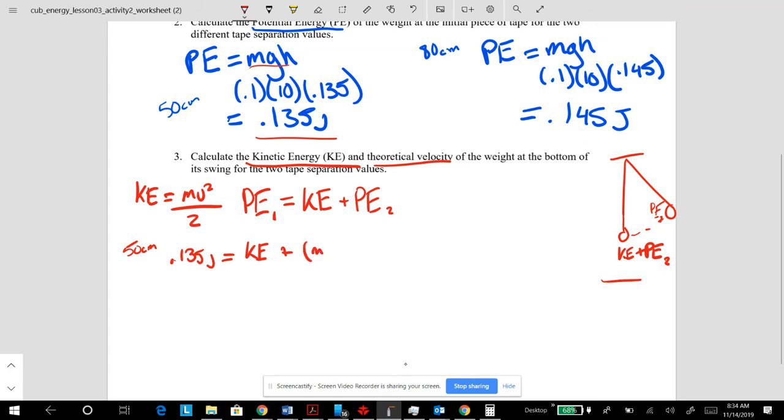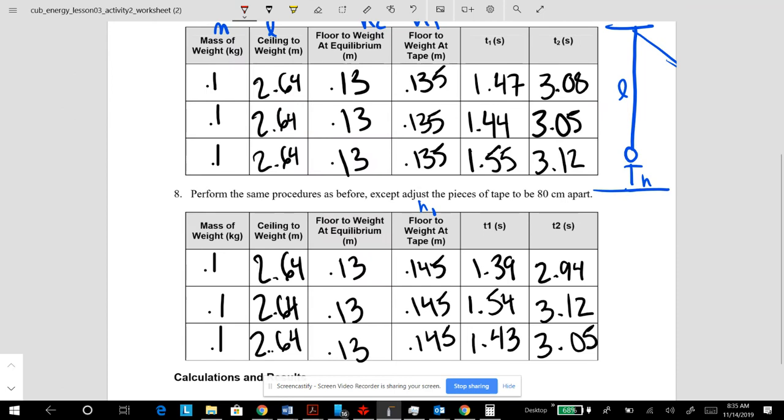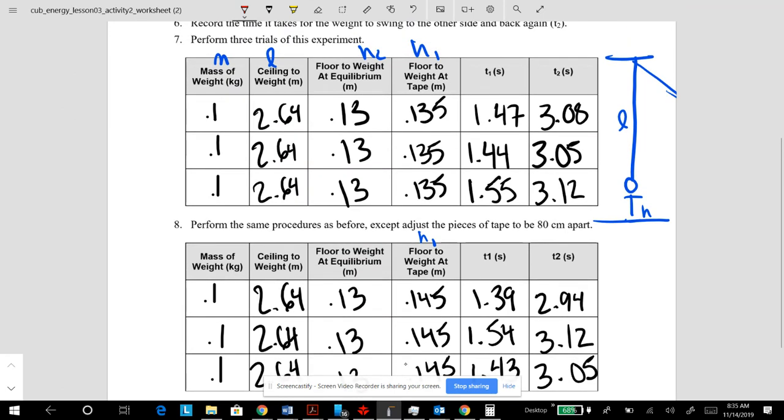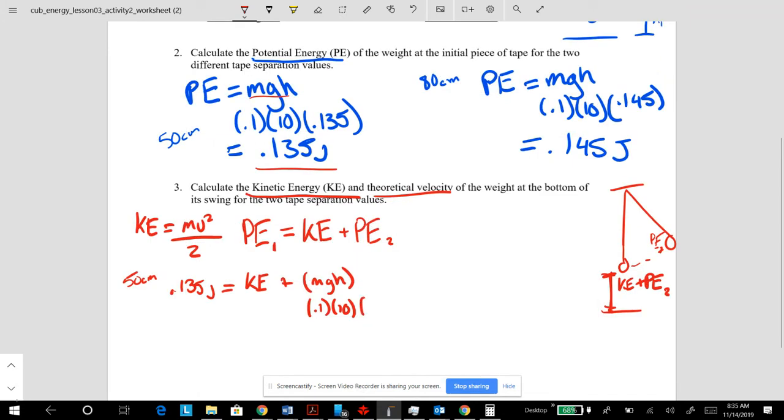So I'm going to say mass times gravity times height. And the height we're going to use is this height right here, the height of the object just hanging at equilibrium. So it's going to be 0.1 times 10 times, going back to my height up here, my height from the floor at equilibrium, H2 as I called it, is 0.13. So I know this potential energy should be 0.13 because 0.1 times 10 is 1. I'm solving for kinetic energy, and I know that this is equal to 1.35 joules.